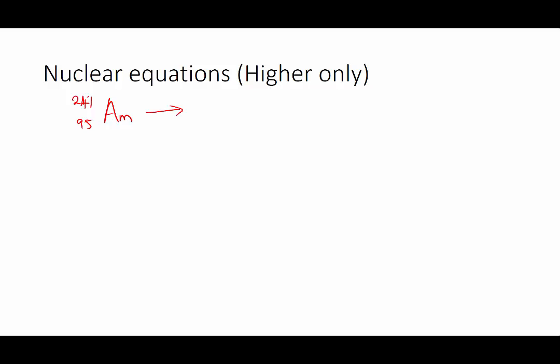So here we've got americium-241, which decays via alpha decay. And alpha, remember, is 2 protons, 2 neutrons, so it has a proton number of 2 and a mass number of 4. So to make this balance, we need to do 241 minus 4 to give us 237 for the mass number, and 95 minus 2 gives us 93 for the proton number.